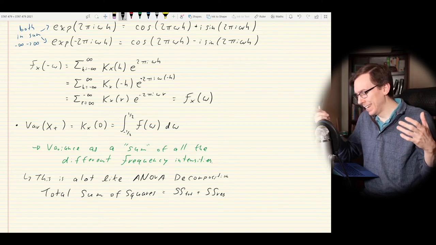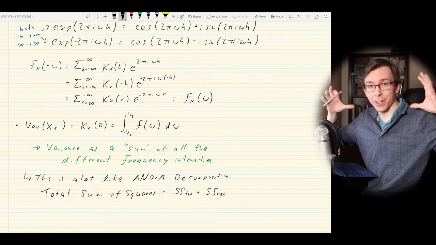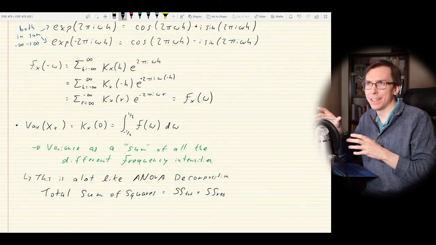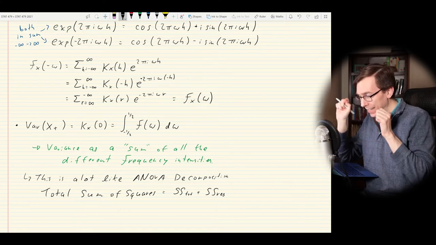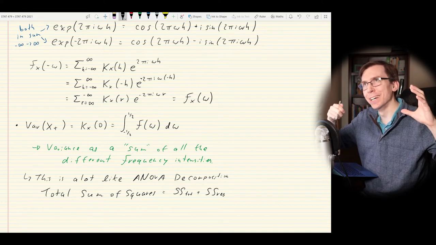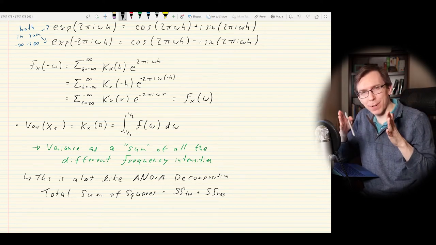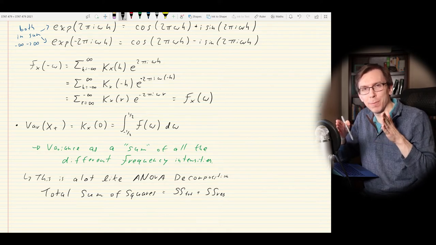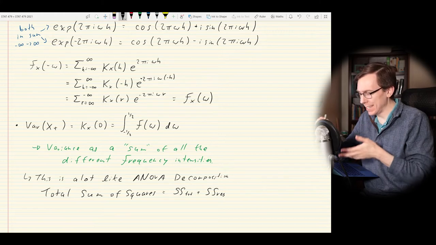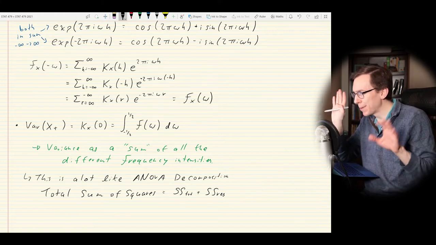It's telling us that in the ANOVA case, we can take our total sum of squares, the total amount of variation in our data, and break it into pieces corresponding to different factors in our model. In time series world, we're taking the total variance in our signal and breaking it into the contribution from each of the frequencies, in this case continuous, in practice discrete because we're sampling discretely, but we'll get into that.